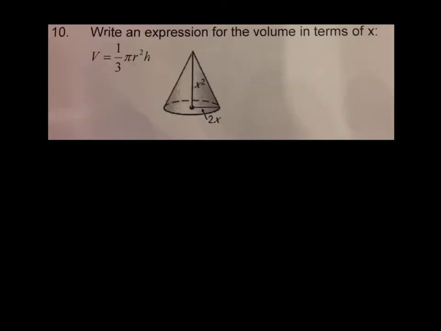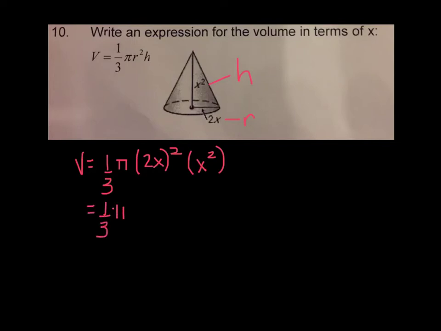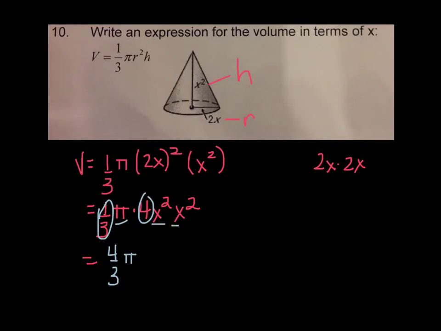So here we want to write an expression for the volume. I know that the volume of a cone is 1/3 pi r squared h. This is my r, this is my h, times x squared. So I'm going to multiply that all out. 2x squared is 2x times 2x, which gives me 4x squared times x squared. So I multiply my numbers: 1/3 times 4 gives me 4/3, I have the pi, and then x squared times x squared. Remember, I add the exponents, which gives me x to the 4th.